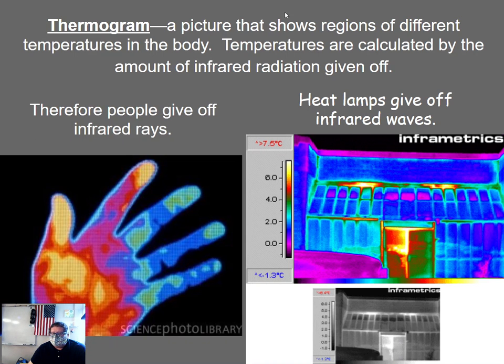This is called a thermogram. It looks at infrared waves, detects them, and makes a map of the heat that's there. So you can take these infrared cameras and see temperatures very specifically. In fact, every day when you come to school right now, you get your temperature taken, and that's what it does. These thermometers measure the infrared energy coming off of you and determine your temperature based on the frequency or wavelength of that energy.